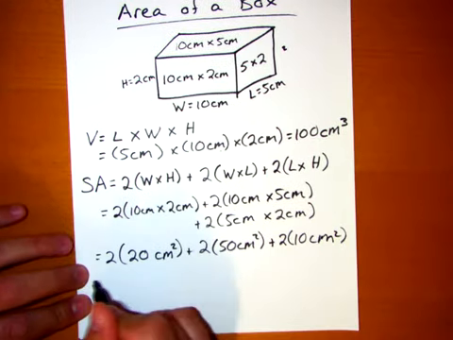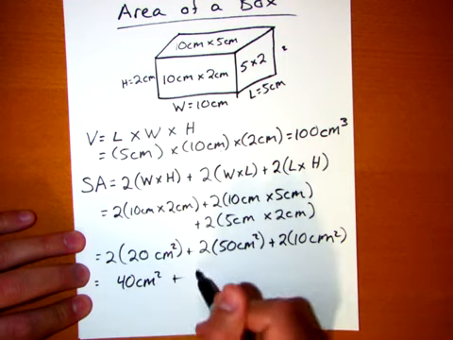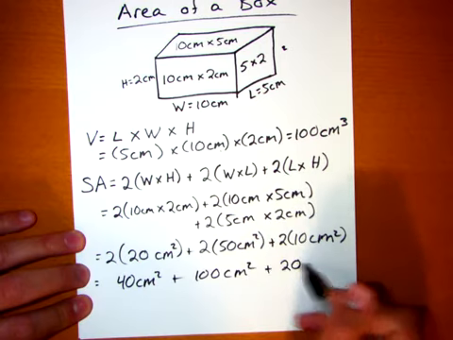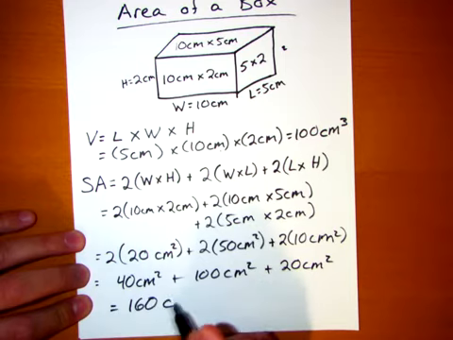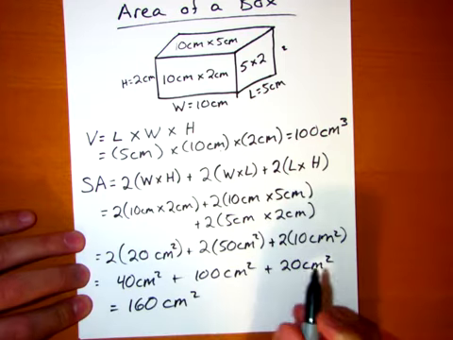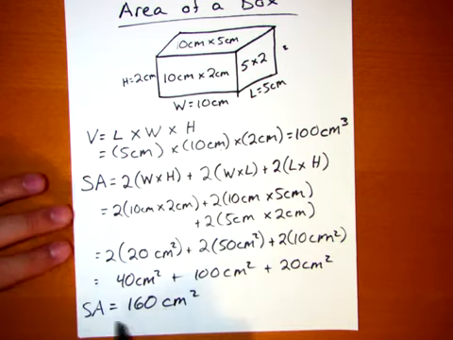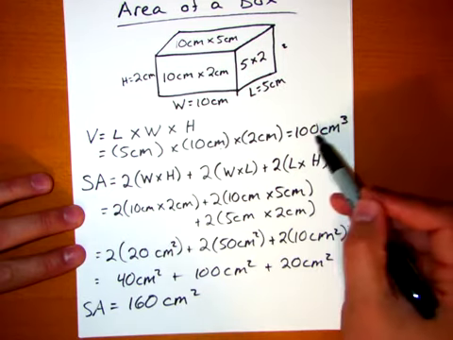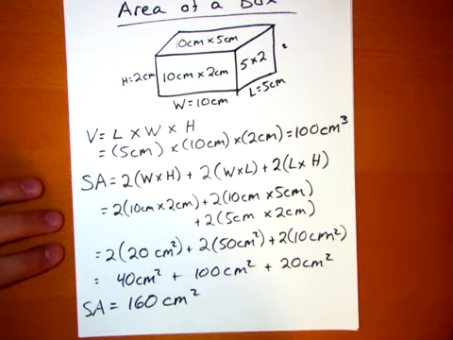And so this becomes 2 times 20, which is 40 centimeters squared, plus 2 times 50, which is 100 centimeters squared, plus 2 times 10, which is 20 centimeters squared, for a total of 160 centimeters squared. And that's for the surface area. And notice again that area is going to be in terms of square centimeters, or centimeters squared, and volume is in terms of cubic centimeters. Hope that answers your question.